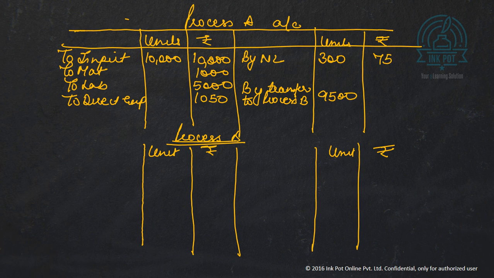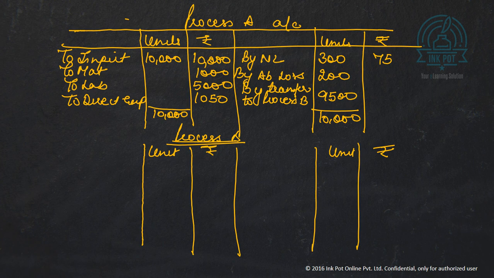Is that clear? Now let's see the total. The total of this side is 10,000 and the total here is 9500 plus 300. It is 9800. That means something is missing here. So the hidden information is that we have abnormal loss also. So 200 units are missing, and these 200 units are treated as abnormal loss, right? Now we have 10,000 units on both sides. Now how to find out the value of abnormal loss?